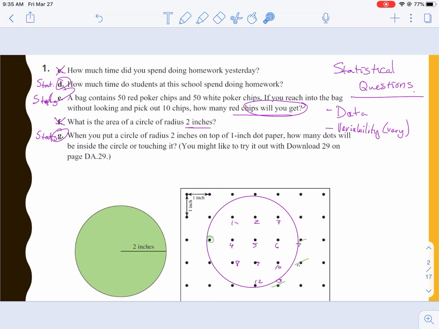And so that's really the main idea of statistical questions versus other mathematical questions. What's the area of a circle with radius 2 inches? We don't have to collect any data. There will be no variability. There is one answer that is correct. So, statistical questions, the key idea of this video is that they require the use of data, or at least could use data, and their answers have some variation.